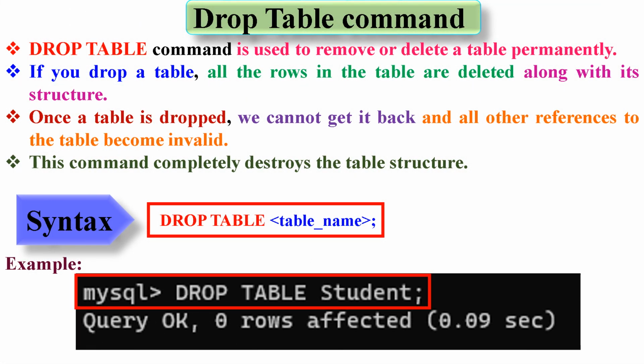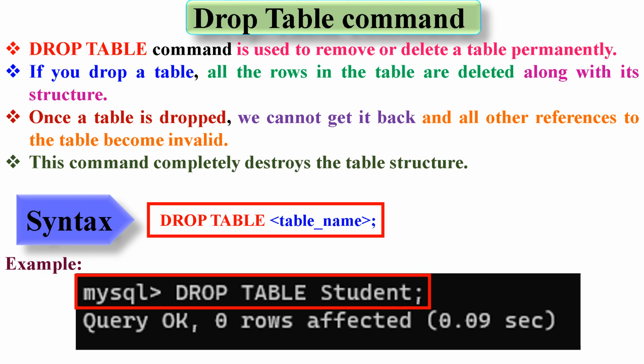Sometimes, we may need to physically remove a table which is not in use. Drop table command is used to remove or delete a table permanently. If you drop a table, all the rows in the table are deleted along with its structure. Once a table is dropped, we cannot get it back and all other references to the table become invalid. This command completely destroys the table structure.